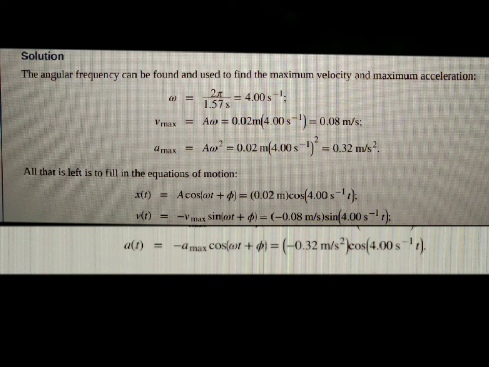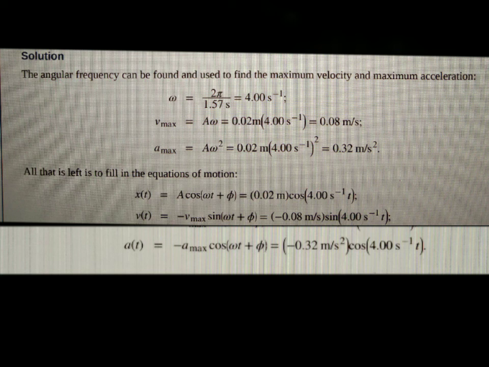So, v max equals the amplitude times the angular frequency, equals 0.02 meter times 4.00 seconds to the power of negative 1, which is equal to 0.08 meter per second. So, a max equals A times the angular frequency squared, equals 0.02 meter times 4.00 seconds to the negative 1 squared, which is equal to 0.32 meter per second squared. So all that is left is to fill in the equations of motion.